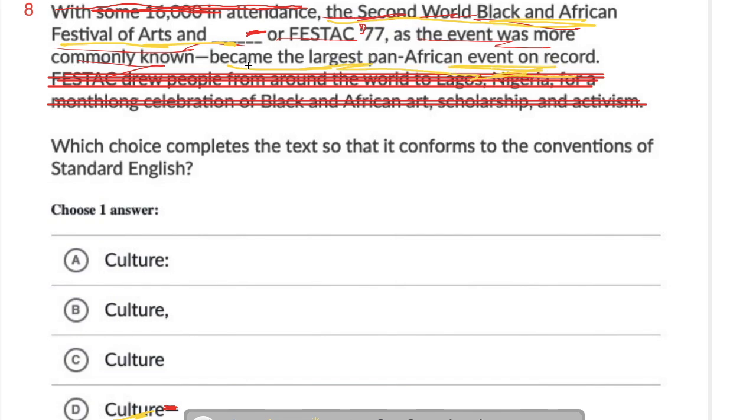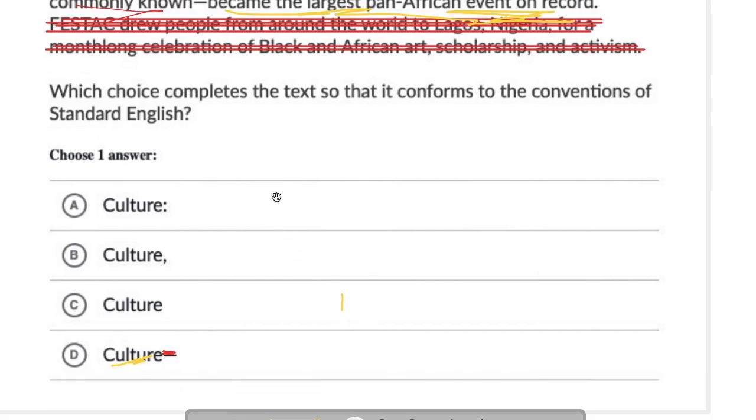This festival became. And that is that. Okay.